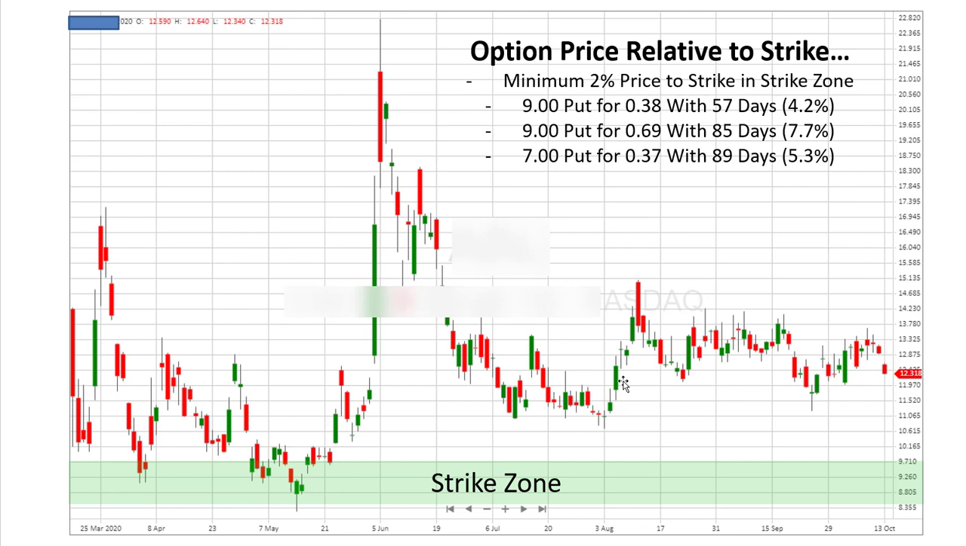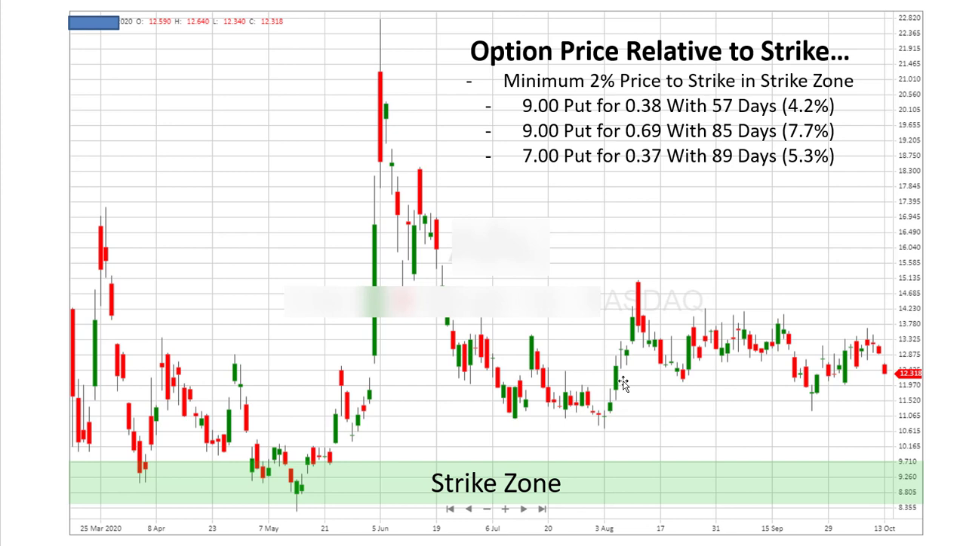I don't want to get too far in the weeds into that process right now, but here's the third one that I'm in, and this one is a $7 put for 37 cents. At the time that I placed it, it had 89 days left on it. And that brought in 5.3% of the strike. So all of these are well above the 2%.